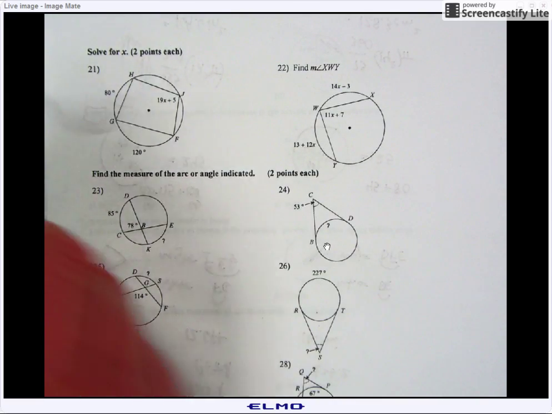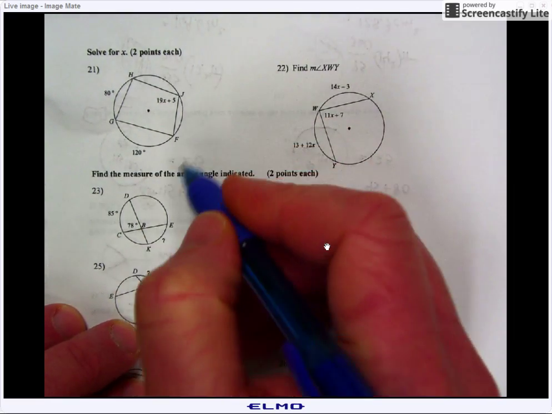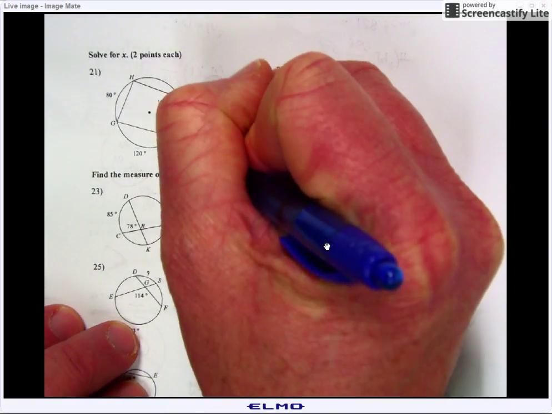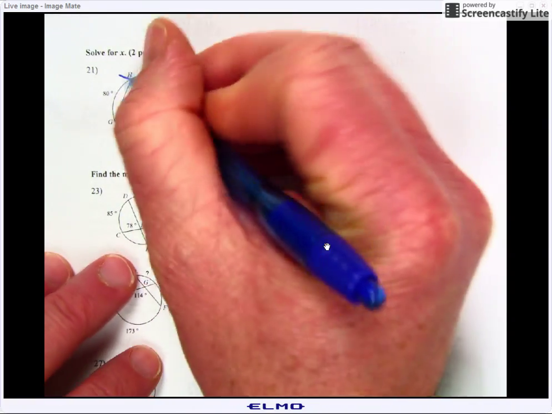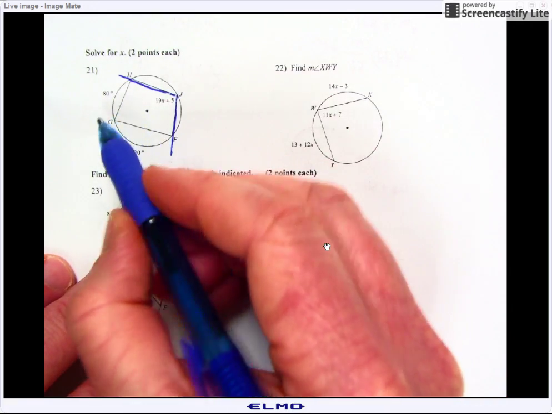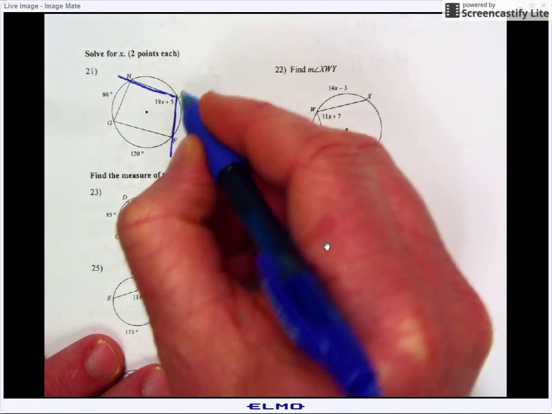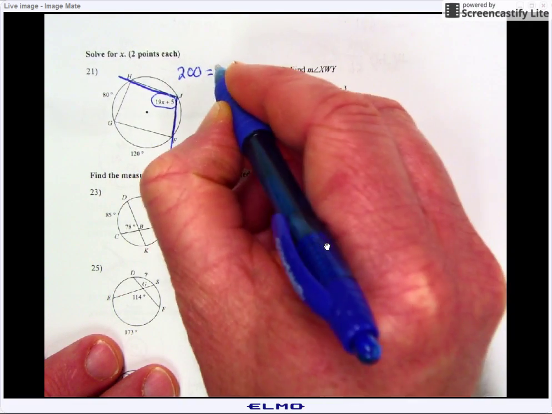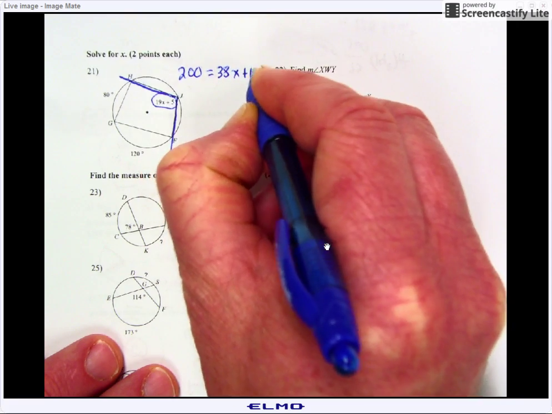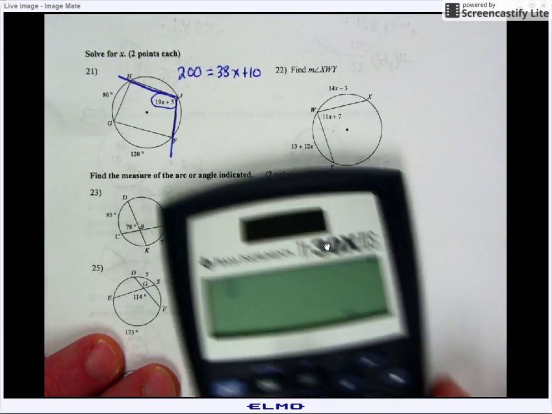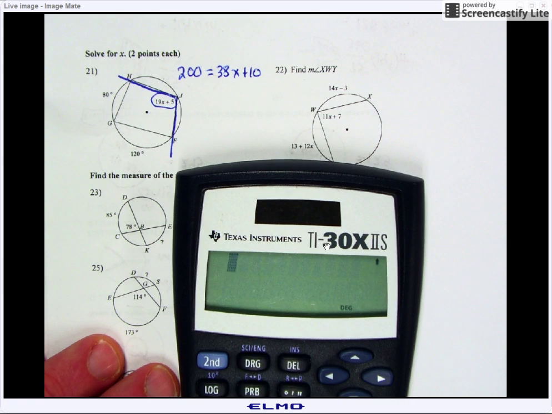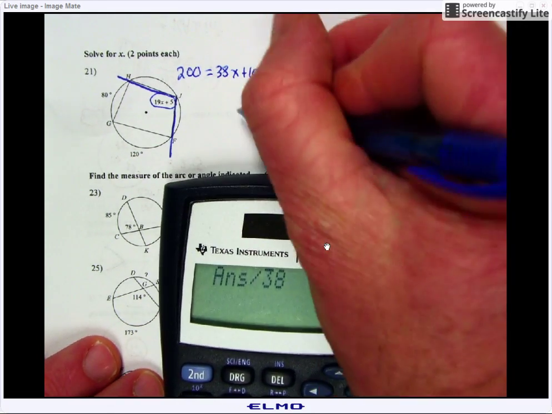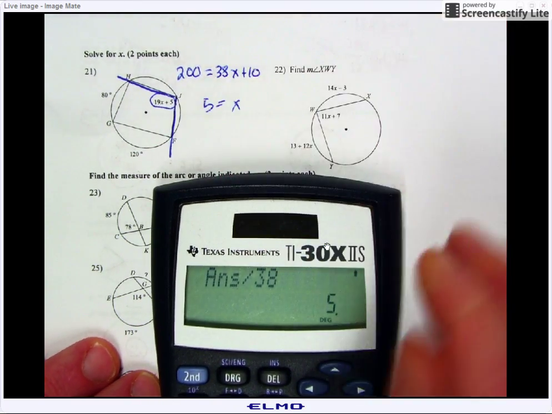Okay, we're going to keep going on these arc problems. Again, using our properties, we want to trace the things that we know. Well, we know from here to here is 200. 80 plus 120 is 200. And that is twice as big as this. So we want to double that. So we have 38x plus 10. So we have a simple equation to solve. 200 minus 10 is 190 divided by 38. X equals 5.